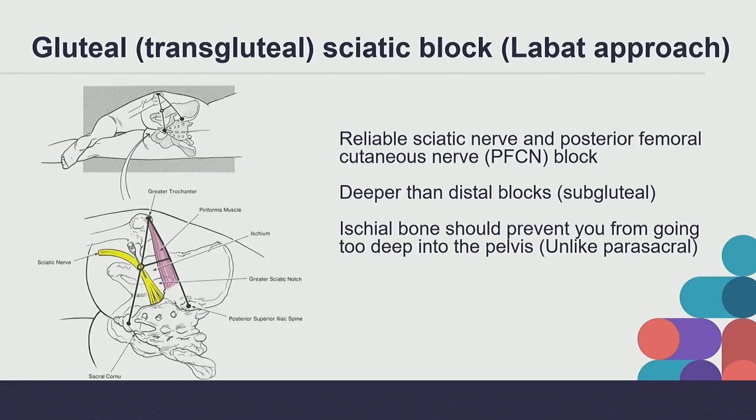The transgluteal or the Labat approach was first described, where you draw a line between the greater trochanter and the PSIS, the posterior superior iliac spine, and then cut the line here in half. So the midway point between this line, draw a line down between the greater trochanter and the sacral hiatus. And right at this point is where you would catch a transgluteal sciatic nerve.